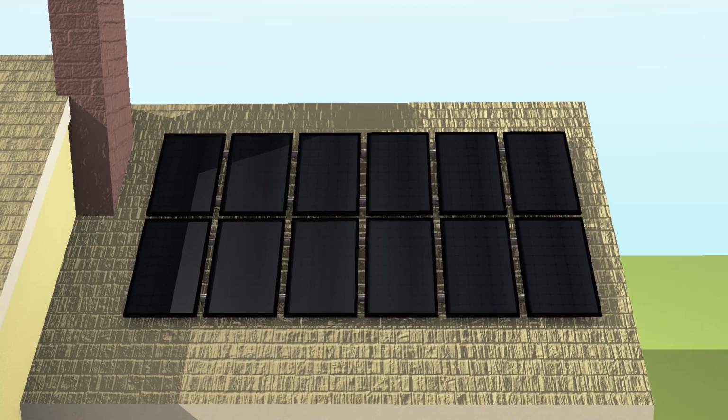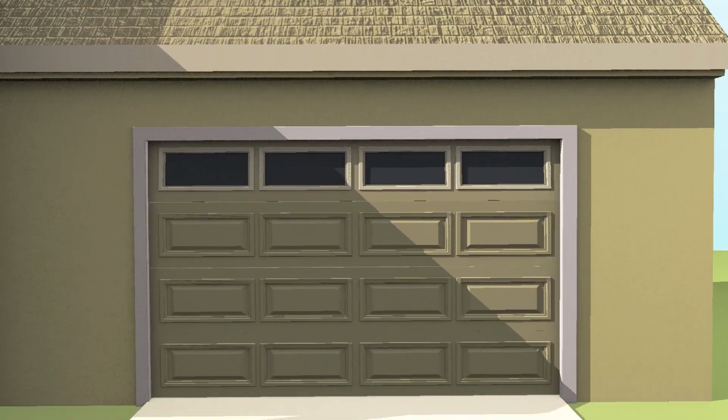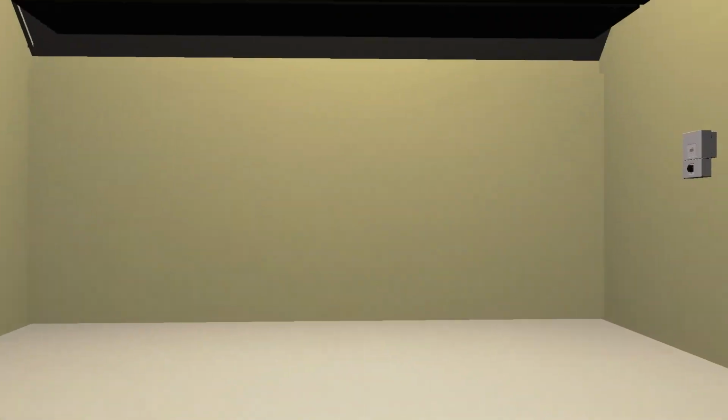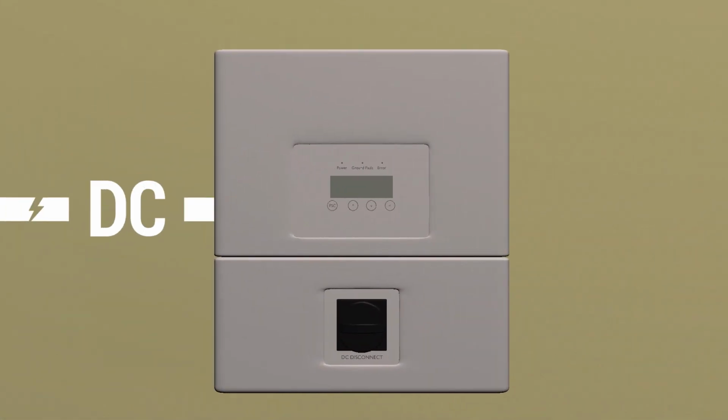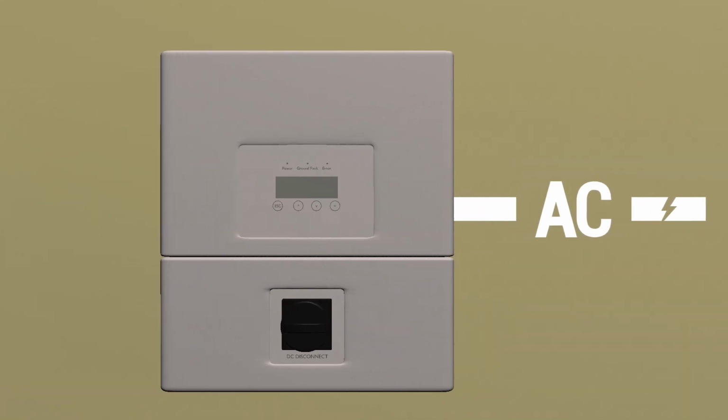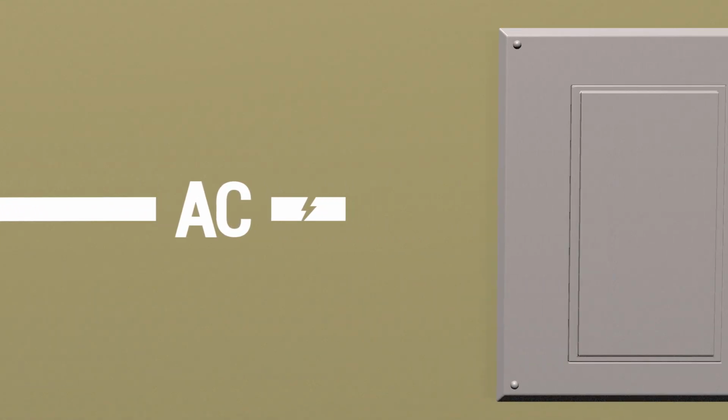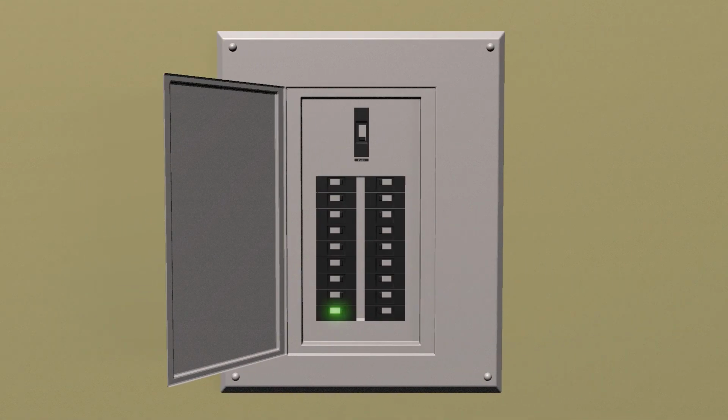To make the electricity usable in the house, the next component is necessary, the inverter. The inverter takes the direct current produced by the modules and converts it into alternating current, which is the type provided to your home by the utility. The inverter is commonly connected to the main service panel, where power is distributed throughout the house.